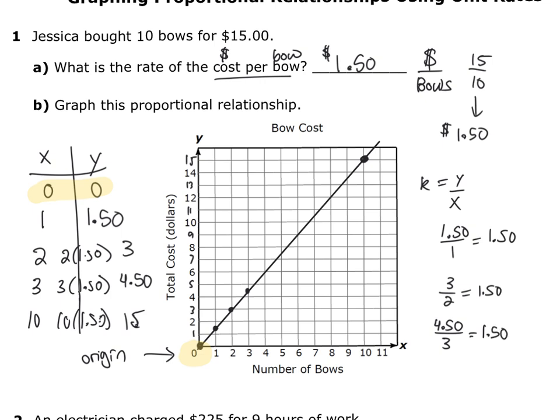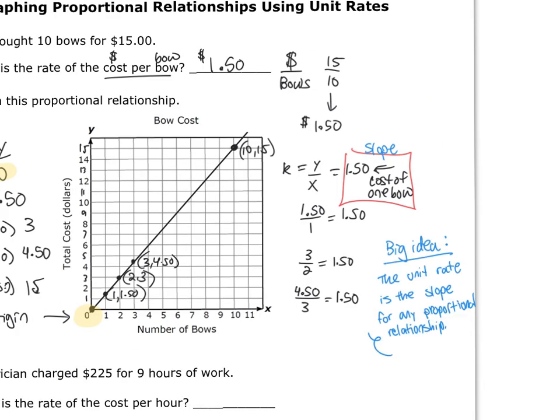This is called my constant of proportionality. It's my y values divided by my x values for any point, right? And in this case, what my constant of proportionality is telling me is the cost of 1 bow. So the cost of 1 bow has actually become the slope of my line. My unit rate is my slope for proportional relationships. So that right there is my big idea. The unit rate is the slope for any proportional relationship.